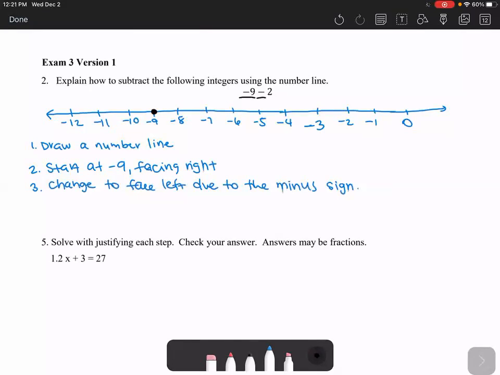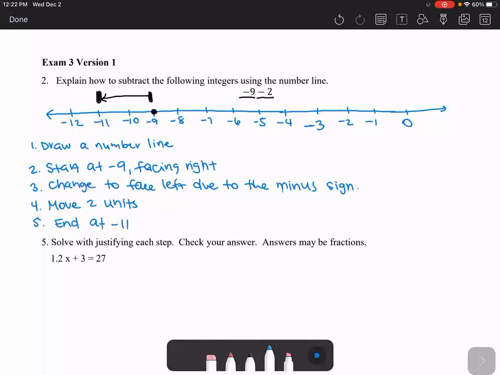And then next we encounter this 2, so we move 2. We're going to move 2 units from 9 right here. So we're facing left, so we're going to move left 2 units, and we are going to end at -11. So this last step, you don't really need to say where you end, but you do need to tell me what the answer is.